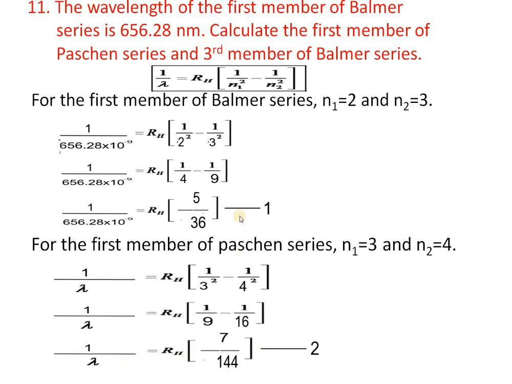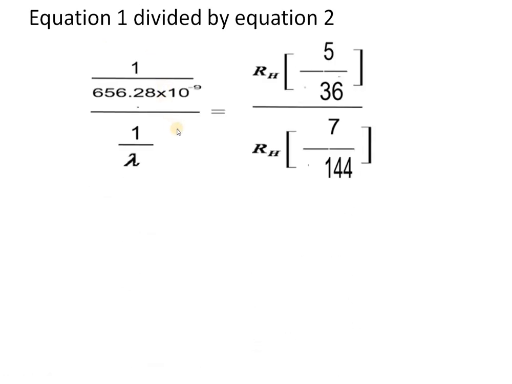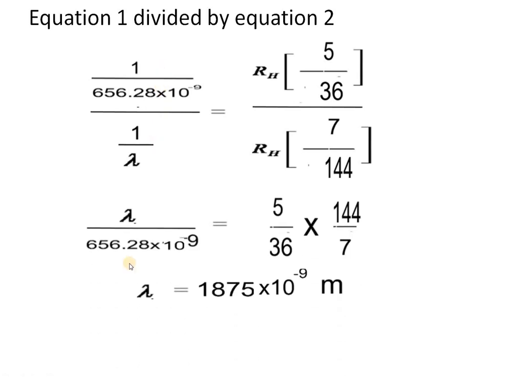Now if we solve these two equations, that is equation 1 and equation 2, we will get the value of lambda. Lambda is nothing but the wavelength of the first member of Paschen series. That is done on the next page. See, we have to divide equation 1 by equation 2. We are going to end up with this result, that is lambda equal to 1875 into 10 power minus 9 meters, that is 1875 nanometer.